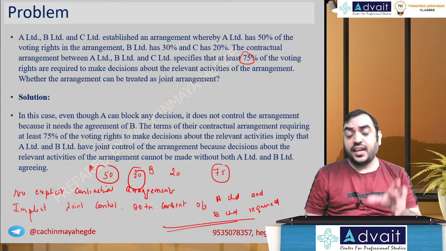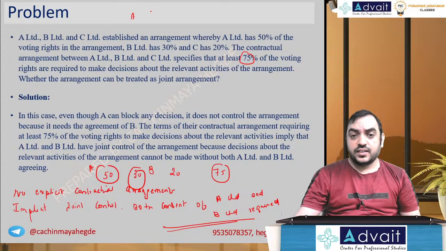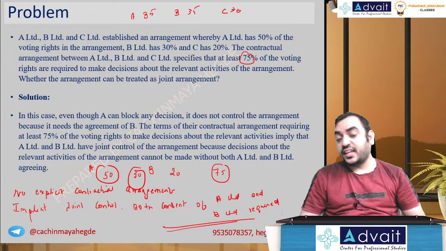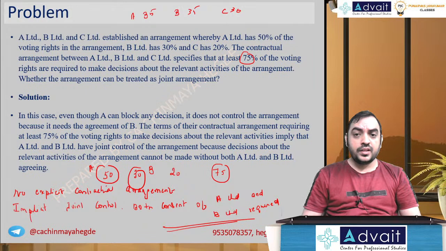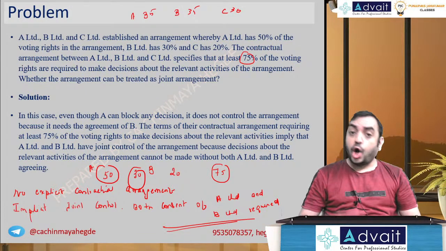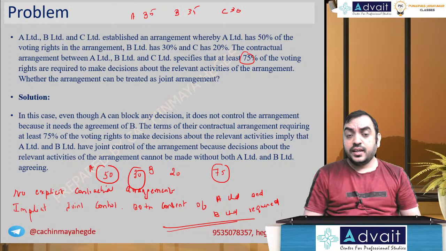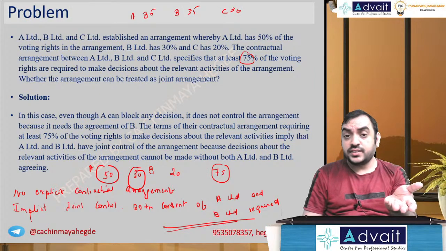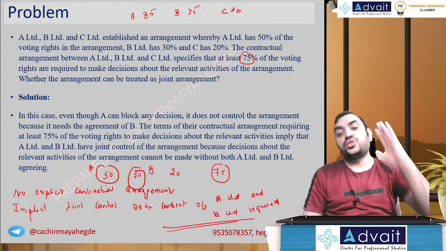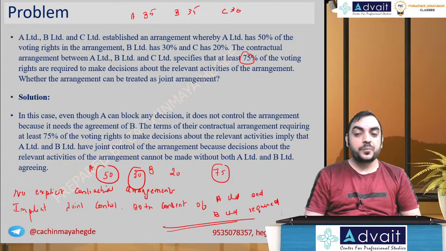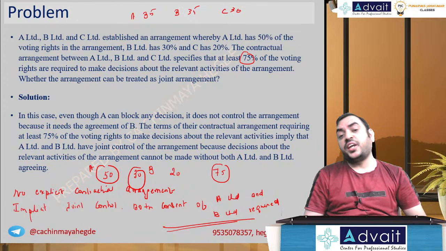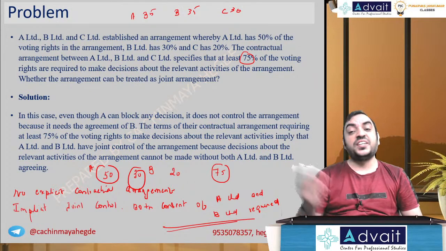Now imagine if A has, let's say, 40% or let's say 35%, B has 35%, C has 30%. Now in this case, if the same question says at least 75%, then all three should say yes, right? Because A can stop the decision, B can stop the decision, C also can stop the decision because they are having 30. And if C says no, then it will fall short of 75. So all three persons have joint control if the voting share was 35, 35, 30.